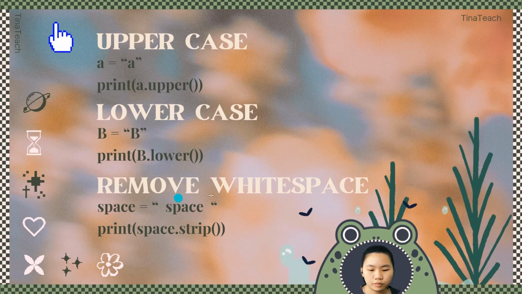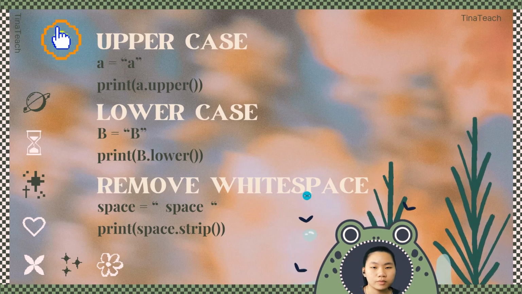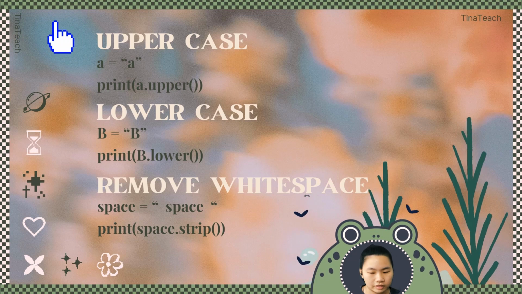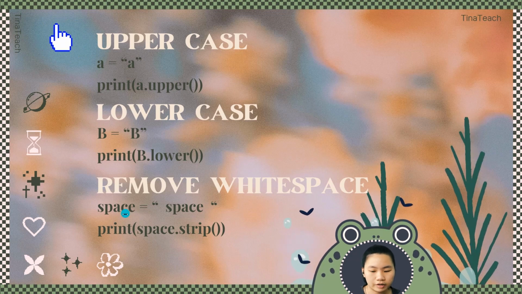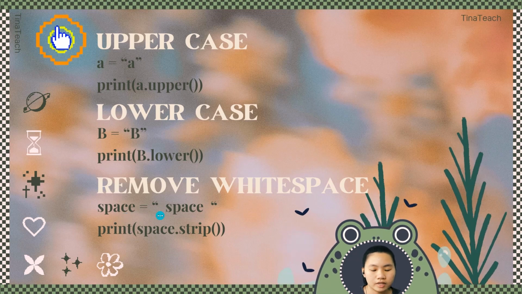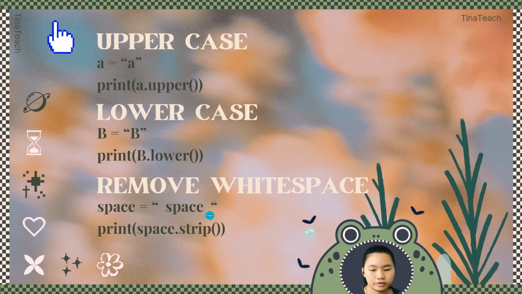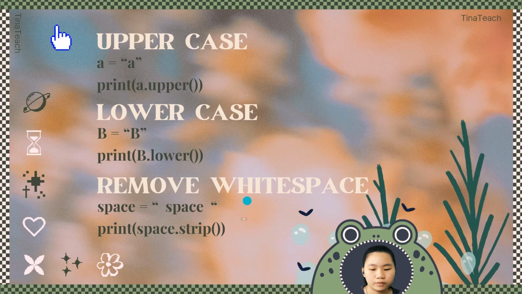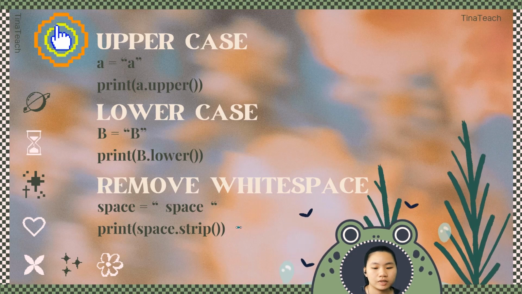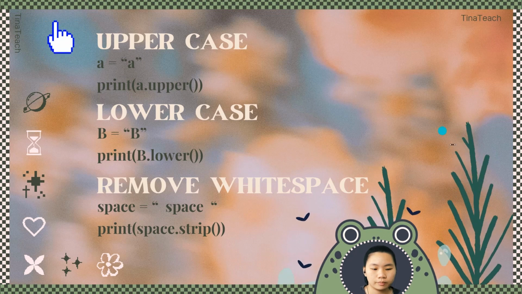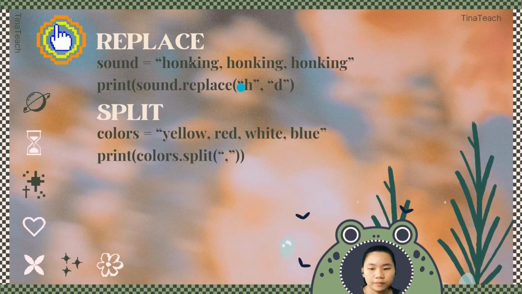Next step is removing white space. Now, removing this white space obviously doesn't remove all of the white space there is in your variable. It only removes the white space before and after your string, okay? And we do that with the strip keyword, the same syntax with lower and upper. Alright, now let's move on to the next part.